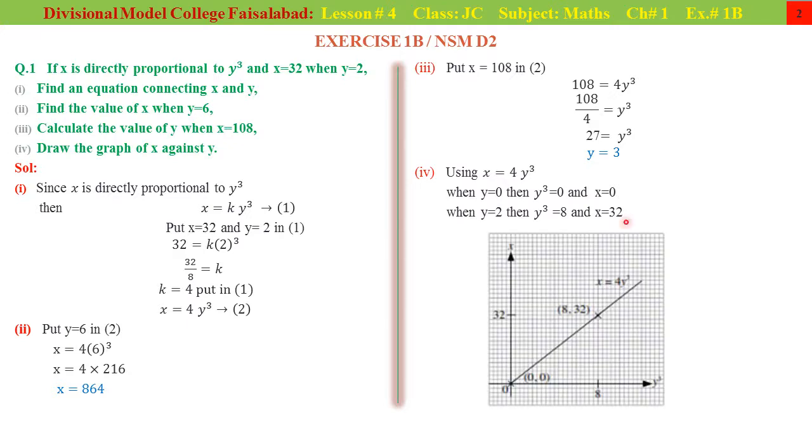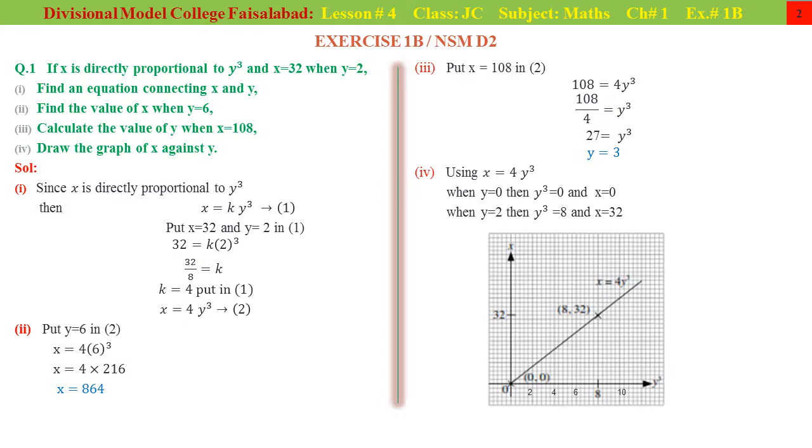This is your graph. On x-axis we have taken y cube because y cube is the independent variable. In this equation, when you change the value of y cube, the value of x will change. So the value of x is dependent on the value of y cube. So independent variable on x-axis and dependent variable on y-axis. On y-axis we have taken x and on x-axis we have taken y cube.